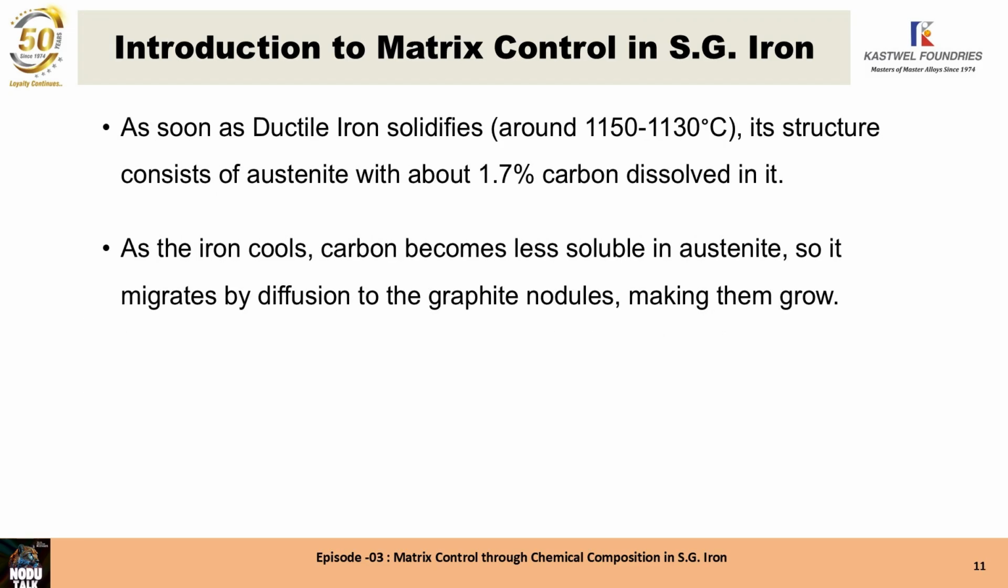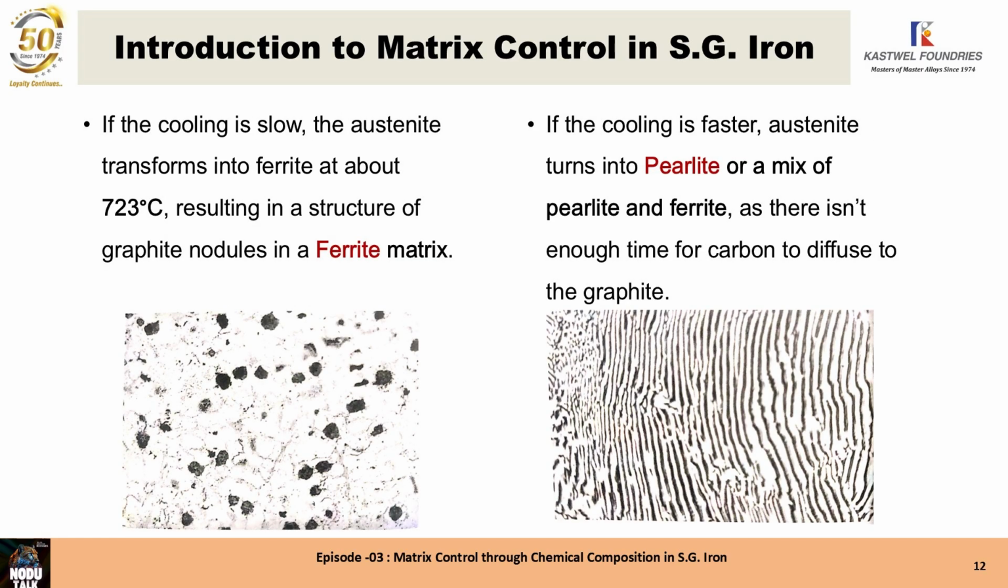As soon as ductile iron solidifies around 1150 to 1130 degrees centigrade, its structure consists of austenite with about 1.7% carbon dissolved in it. As the iron cools, carbon becomes less soluble in austenite. So it migrates by diffusion to the graphite nodules, making them grow. If the cooling is slow, the austenite transforms into ferrite at about 723 degrees Celsius, resulting in a structure of graphite nodules in a ferritic matrix.